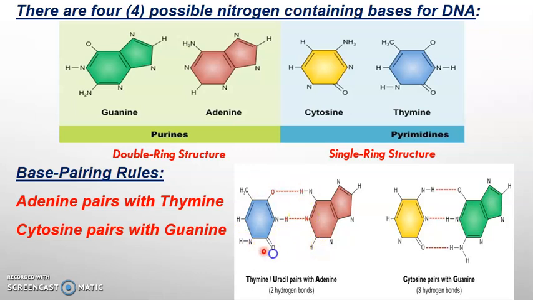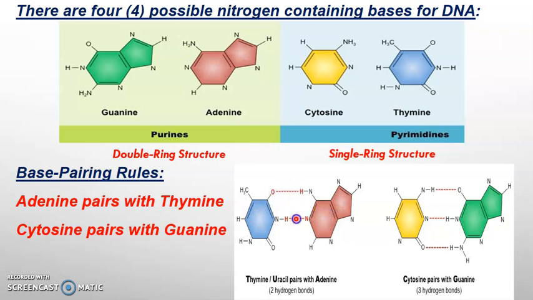So in this section here, what we have is adenine on the right. It's a double ring structure binding with thymine. And over here we have guanine, again a double ring structure, binding with cytosine. Now the reason why we have these base pairing rules is based on the number of hydrogen bonds each of these bases can form. Adenine and thymine together can only form 2 hydrogen bonds.